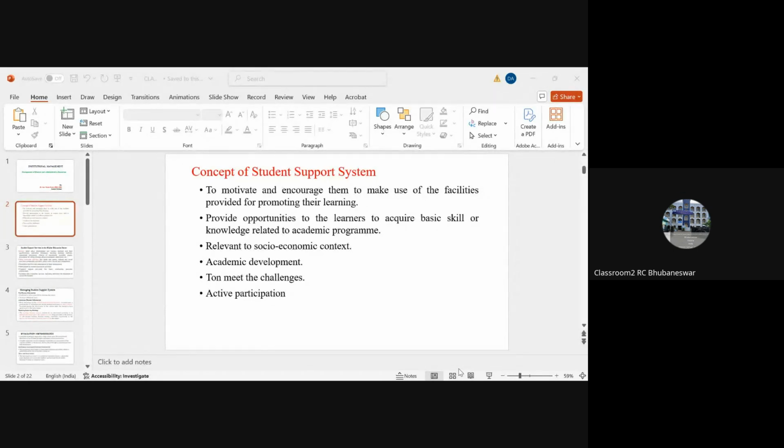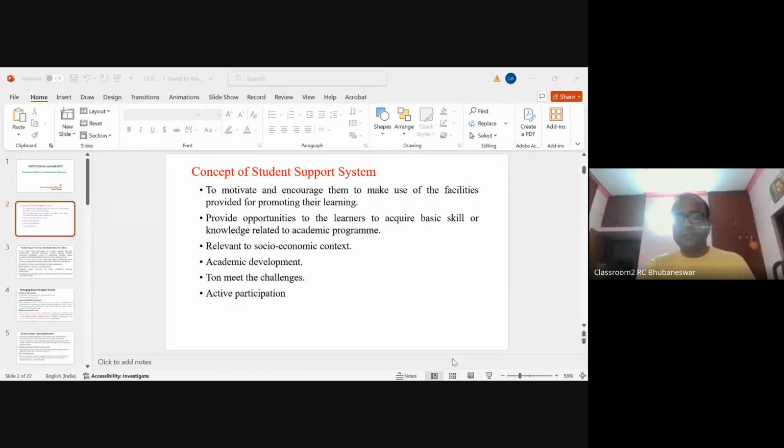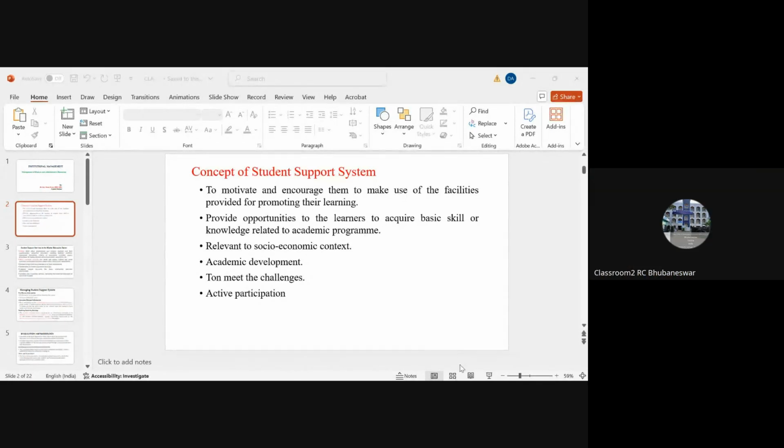Academic development, meeting the challenges of the learners, and active participation are other very important activities of the learners.